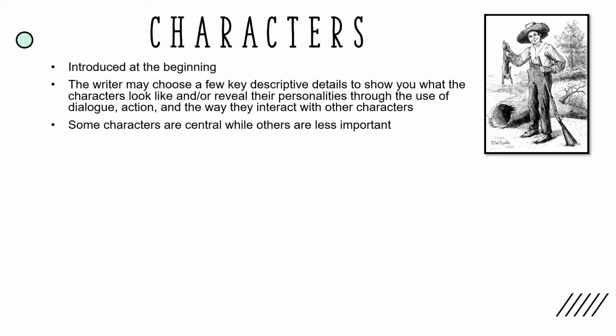Some characters are central to a story, while others may be less important. If one character seems to be the good guy in the story, we call that character the protagonist. Similarly, we call the bad guy, or the character the protagonist has to work against, the antagonist. You can also categorize characters by type. Characters can either be round or flat and dynamic or static.